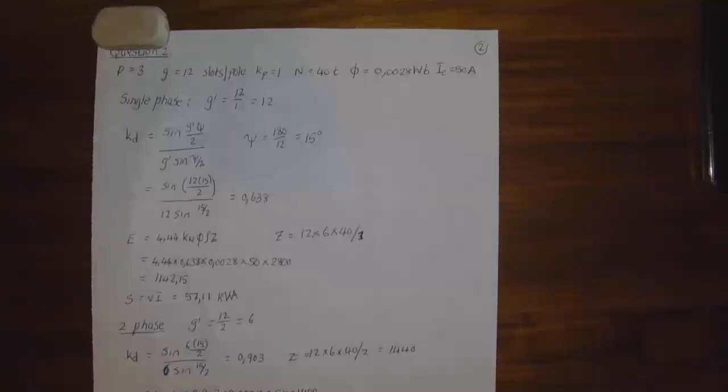And because they talk about turns, it must be 4.44 KW phi FZ. We calculate the number of conductors, which is 12 times 40, divided by 1. That gives us 2,800 conductors. And if we multiply that out, we get 1,142.15. And S is V times I. That gives us 57.11 kVA.